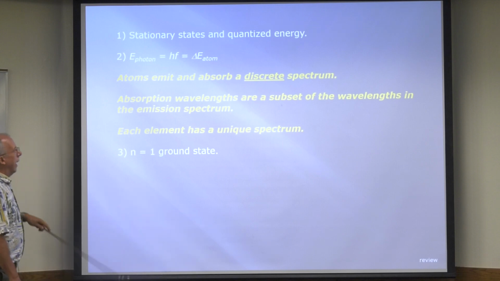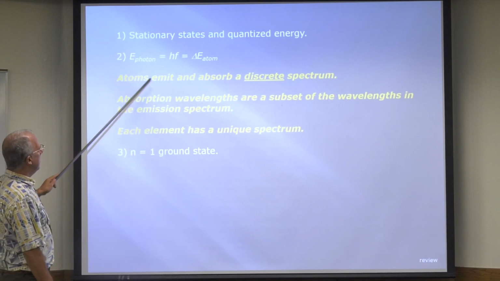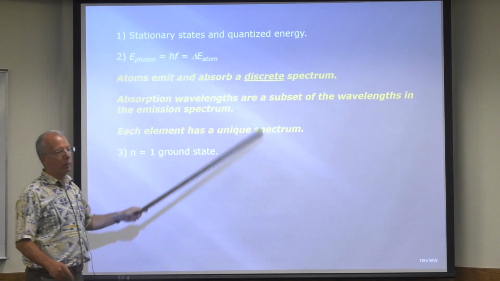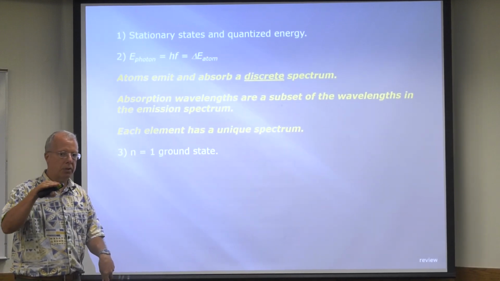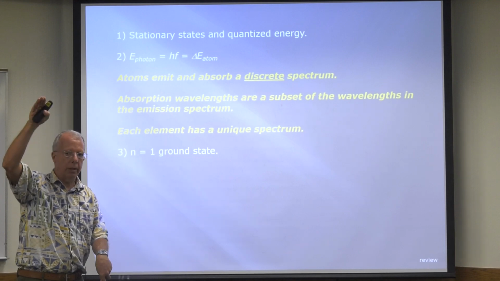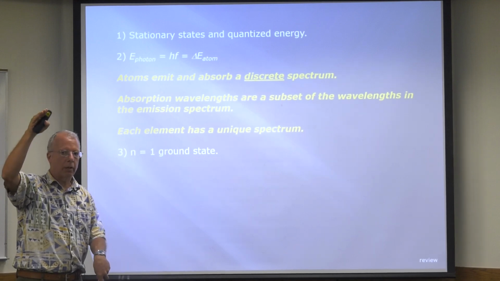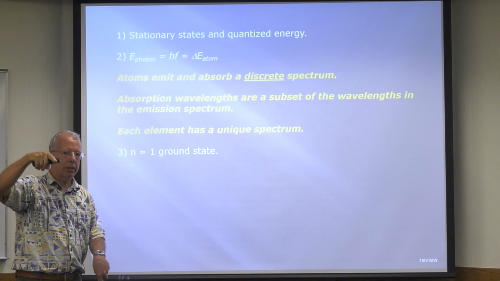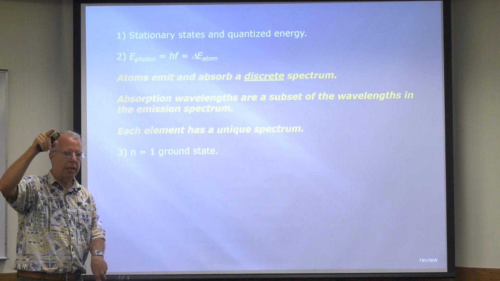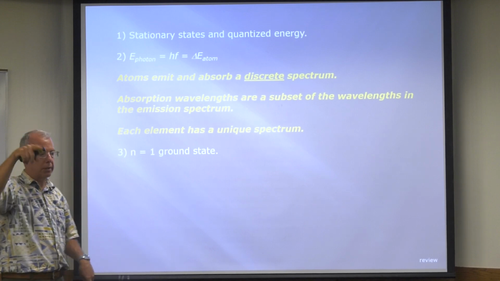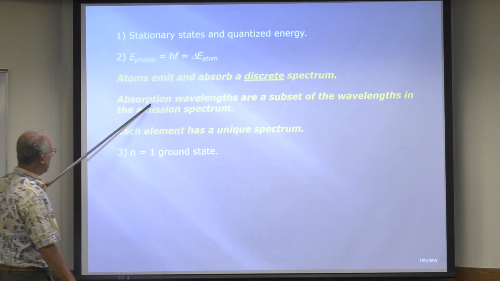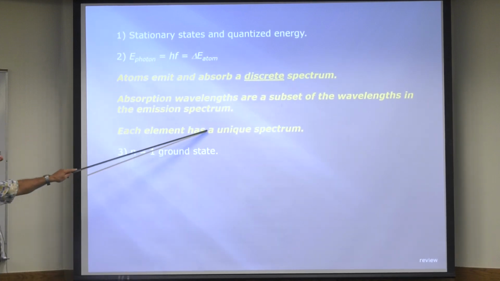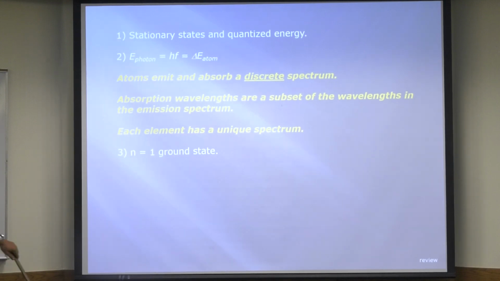And we saw that atoms emit and absorb a discrete spectrum, right? Because every element has an energy diagram, certain unique values of energy. So in order for the electron to change states, the photon has to have the exact energy between the states. Absorption wavelengths are a subset of the wavelengths in emission. Each element has a unique spectrum, n equals 1, ground state, couch potato state.